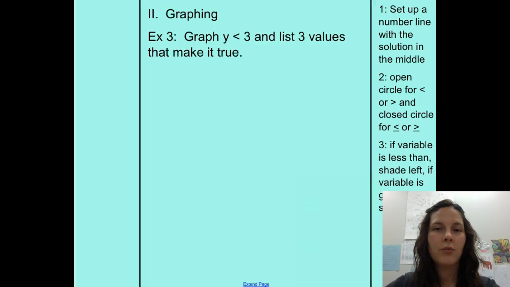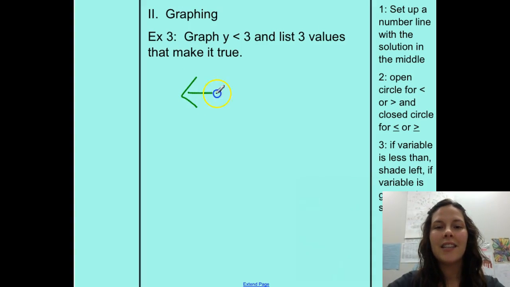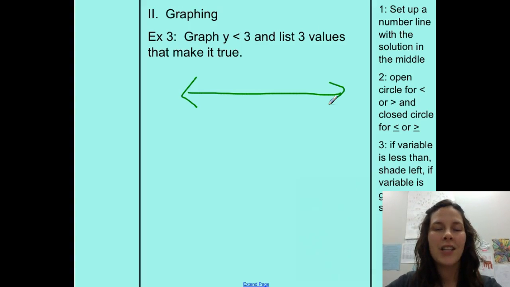Now we're going to learn how to graph an inequality, and finally we'll see how to solve an inequality. When you graph an inequality, the most important thing to remember is that there are lots and lots of different values that make an inequality true. Thinking about our statement here, we have y is less than 3. There are tons of numbers that are less than 3. So when we graph an inequality on a number line, it's a visual representation of all of the possible values that make our inequality true.